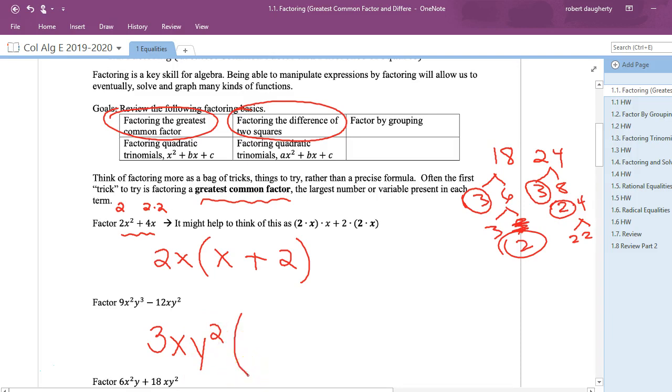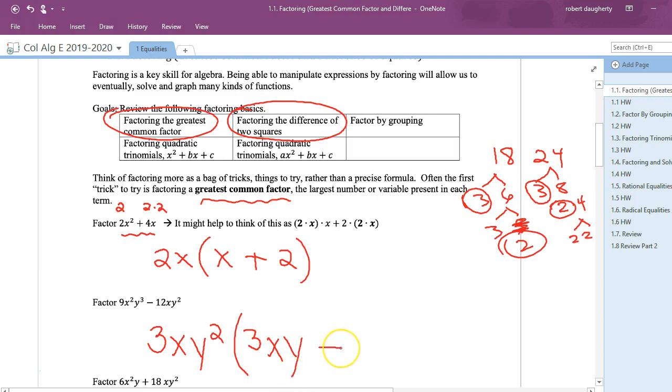What would I have to multiply a 3xy squared to get 9x squared y? So let's back up with a number. What do I multiply 3 by to get a 9? 3. What do I multiply x by so that I get x squared? X. What do I multiply y squared so that I get y cubed? Y. You guys got it?